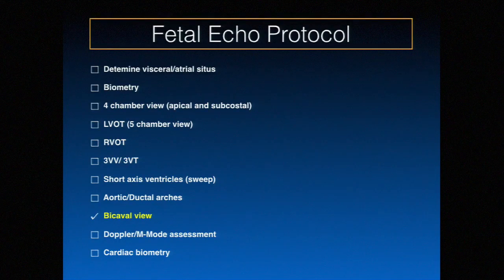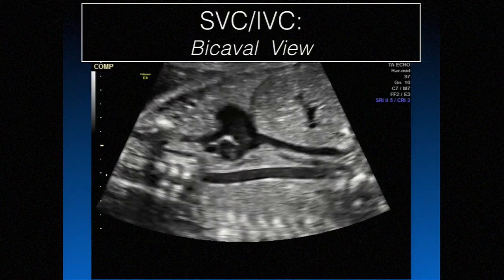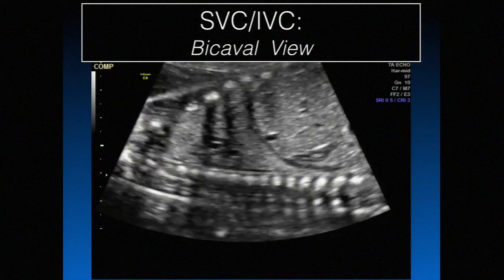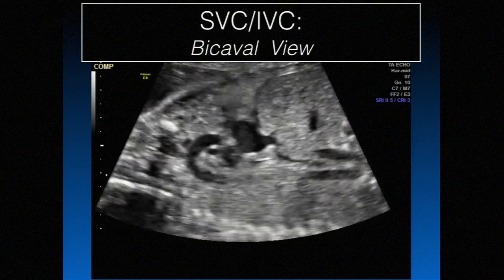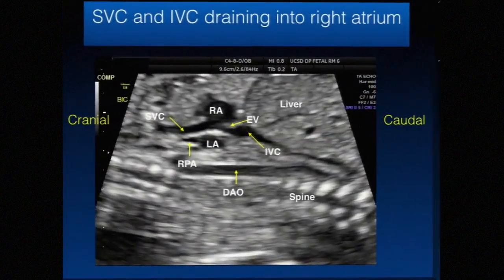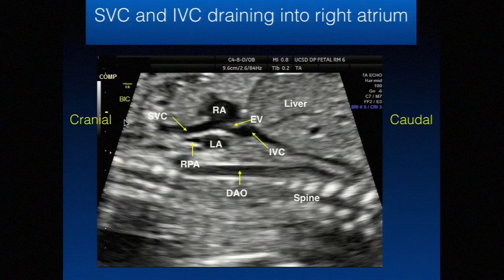And then moving into the bicaval view. I think this is a nice sweep because it is very close to the level of your aortic arch as well, and we can actually appreciate a lot of anatomy from this view. Just taking a step back, I've labeled it cranial, up towards the head, and towards the feet. We have our right atrium, our SVC entering here, IVC, Eustachian valve, which I will show you in a clip, as well as your left atrium, and your right pulmonary artery in cross-section.